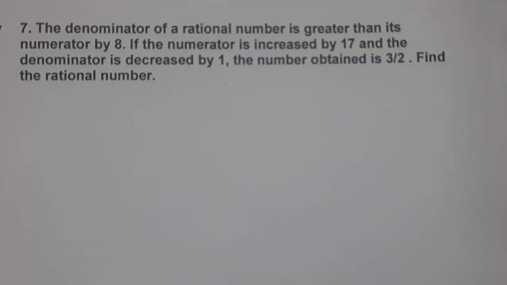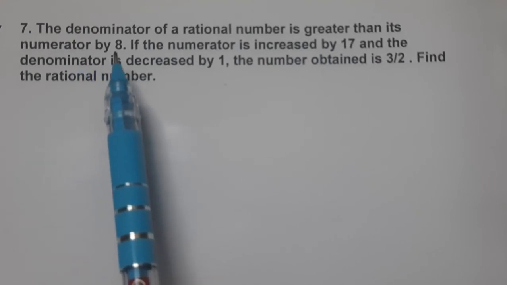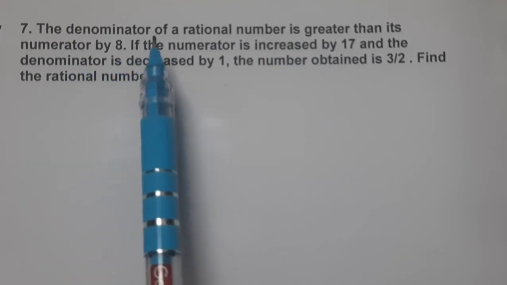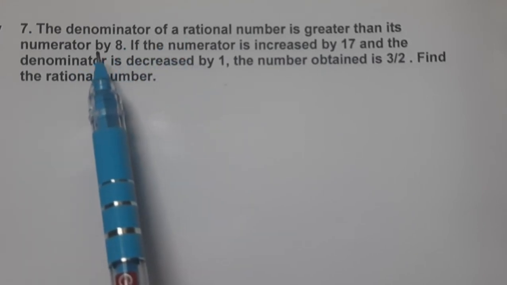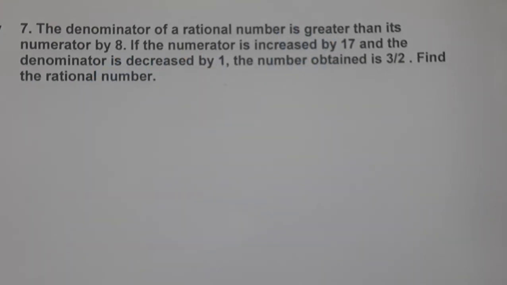Now, let us read the next question, number 7. Last question of this exercise. And last question of this chapter also. So, we will complete this chapter after doing this question number 7. So, see children now. The denominator of a rational number is greater than its numerator by 8. And how much greater? By 8. So, whichever is smaller we will assume as x.